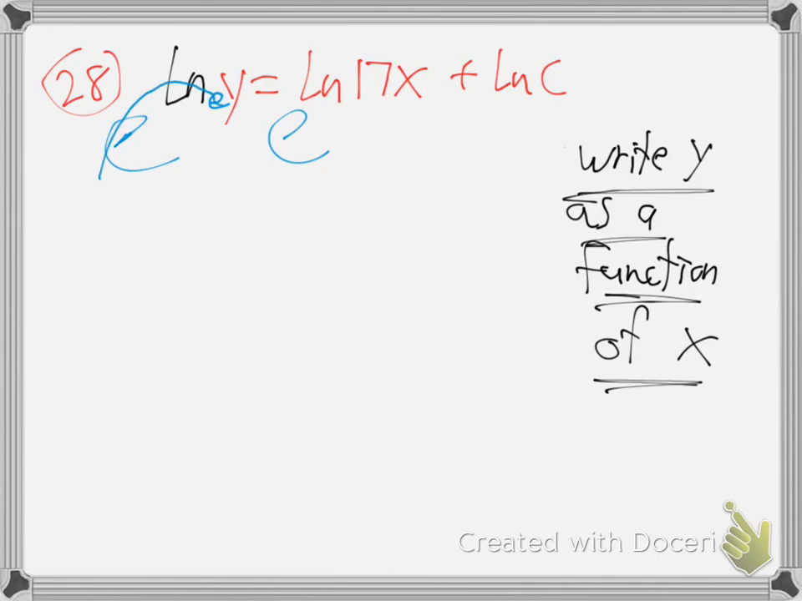Y is alone. These cancel, right? When the base of the log and the base of the power match, they just cancel. We know that quite well. So that would be y equals now. Here comes the other side.